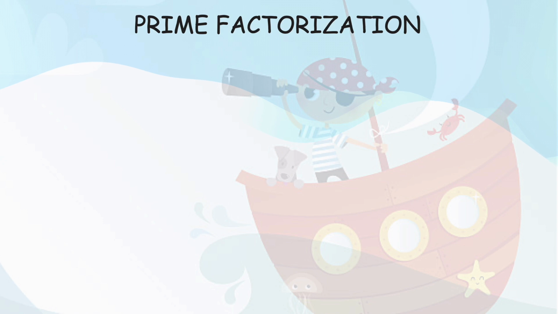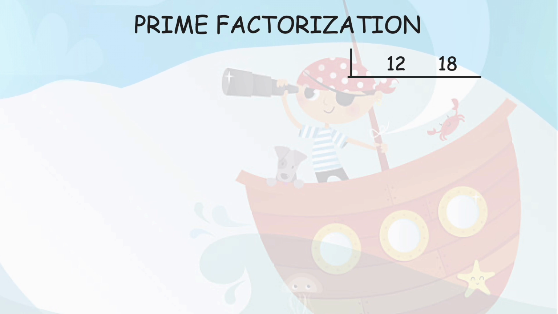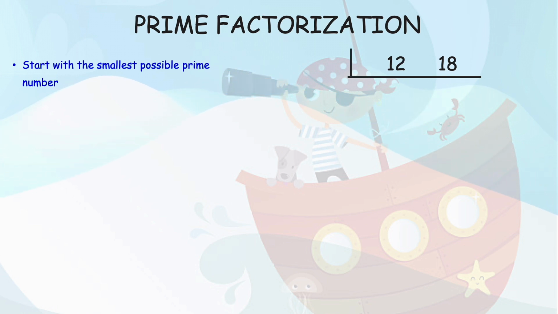Now, I will explain how prime factorization works for calculating the GCF and LCM. We write the two numbers side by side with two lines. The common factors are written on the left. And we always start with the smallest possible prime number. For example, here is 2. It's the smallest prime common factor between 12 and 18. And we write the rest at the bottom.